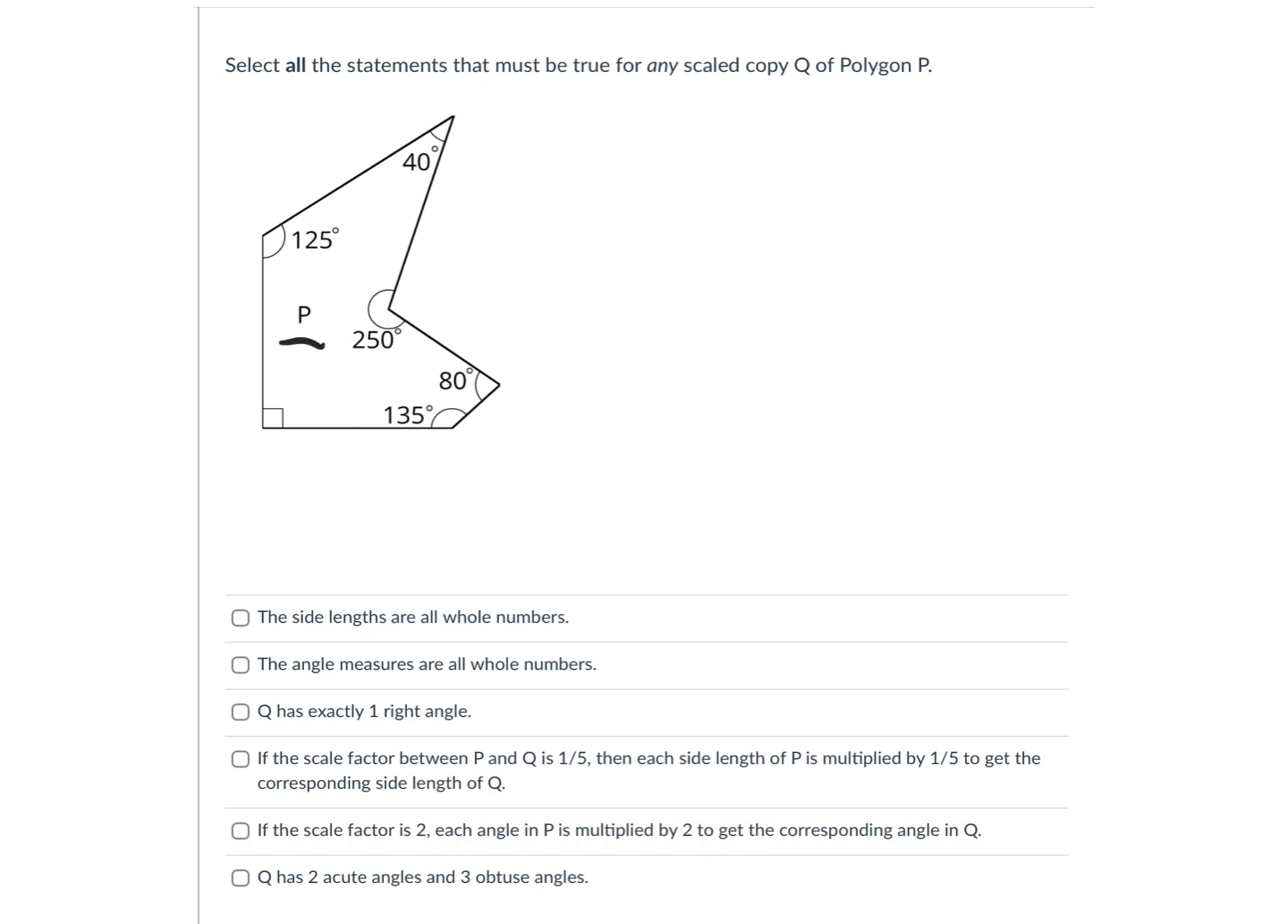So it says the side lengths are whole numbers. Well, if we look here on the sides, it doesn't give us any length. So we don't know if they're whole numbers or not. So that one we don't know.